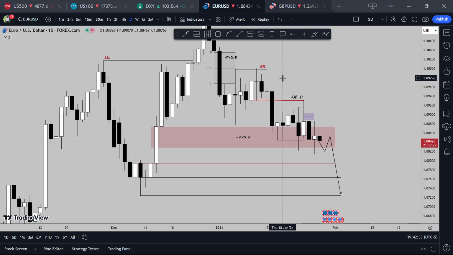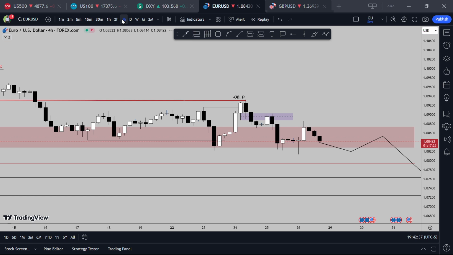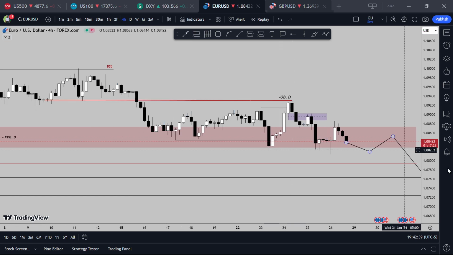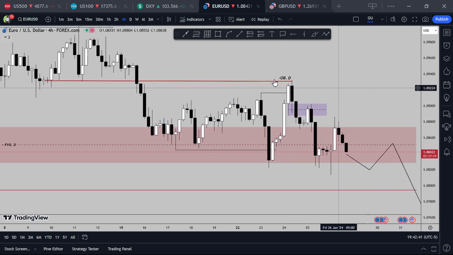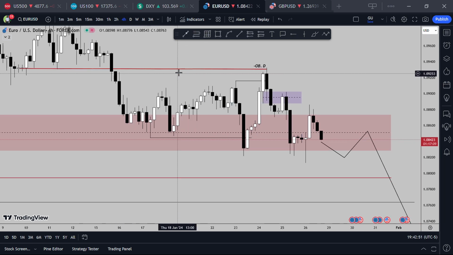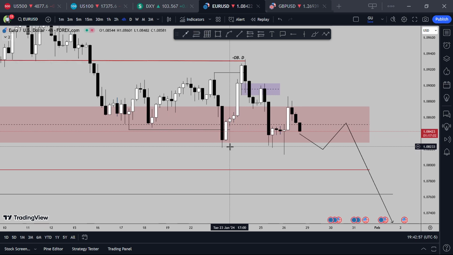Okay, before I go to GU, on Euro USD, let's look at a 4-hour chart. There's something interesting here. We've taken buy side liquidity here into the daily bearish order block, and we have a daily fair value gap here as well. And we've broken down aggressively, taking this low as a shift in market structure. So we have a dealing range from this high to this low.